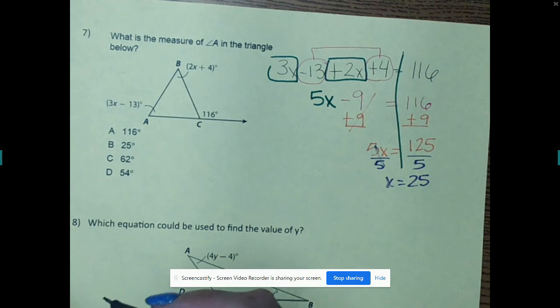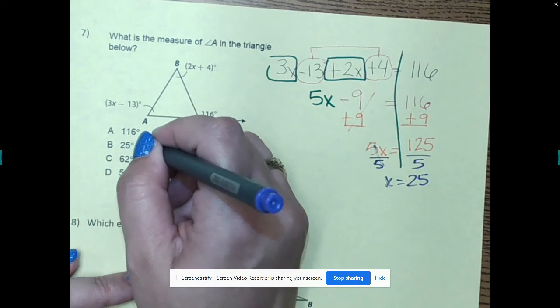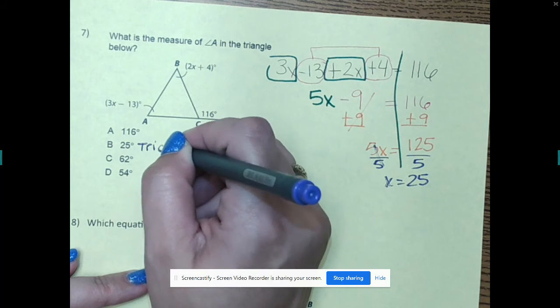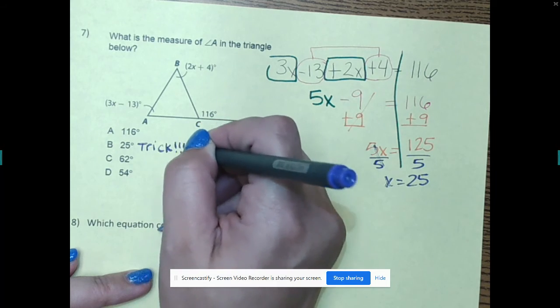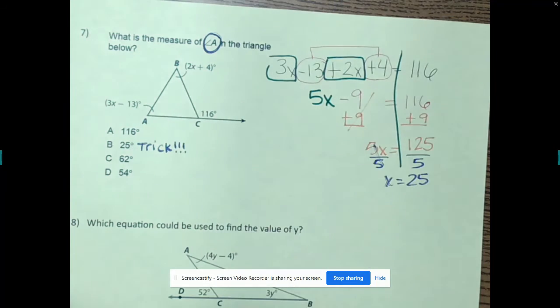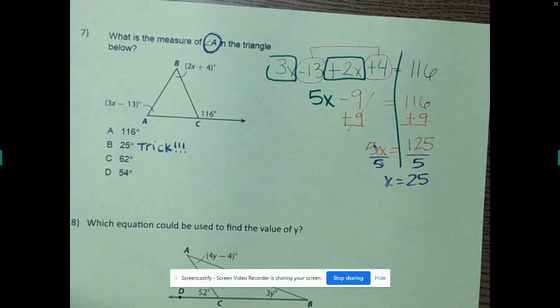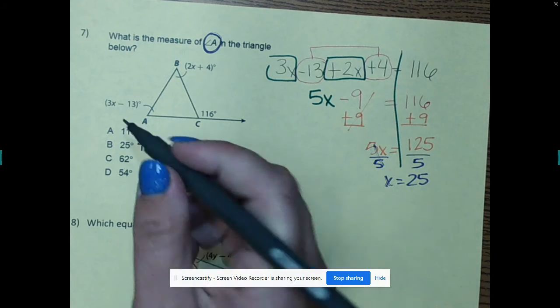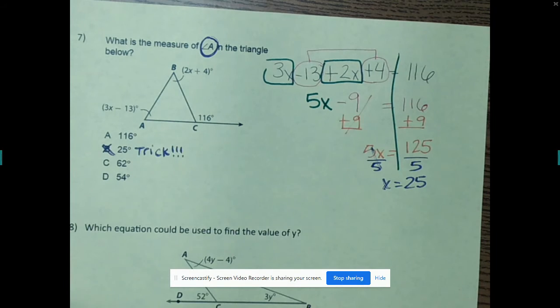Oh, the wrong division. You were right, I was wrong. Read the question for me. What is the measure of A in the triangle below? Okay, does this question ask you to solve for x? No. Have all the other ones asked us to solve for x? Yeah. Okay, this is a trick. They're going to put it there every single time to see if you're paying attention.